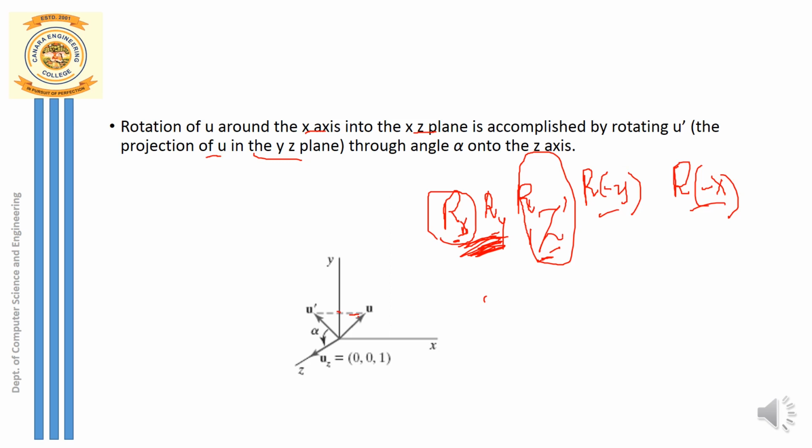Now how to calculate the components of this in the yz plane? For doing that, you have to consider the vector u dash, and simply draw a perpendicular projection over the z-axis. This perpendicular projection over the z-axis is given this way, and this is the angle of rotation which you have to consider. The angle of rotation along z is given by alpha. And consider the magnitude of this vector u dash as, say, some d.